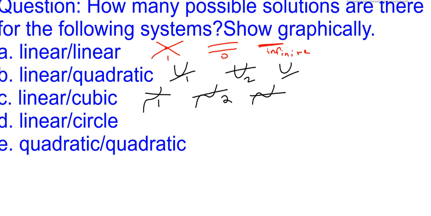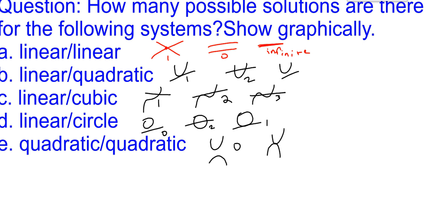Linear and circle. Zero, two, and one. And quadratic, quadratic. Zero, maybe like that, right, or something. Oh, I didn't write 0, 2, and 1, and that was 3. I'm sorry, 1. So maybe like that. Oh well, that's as good as I'm going to get for 1. What else? 2, like that, maybe. That one doesn't really look quadratic, but okay. And infinite. So if they map on each other, infinite.